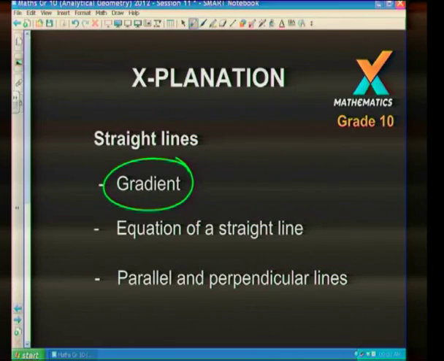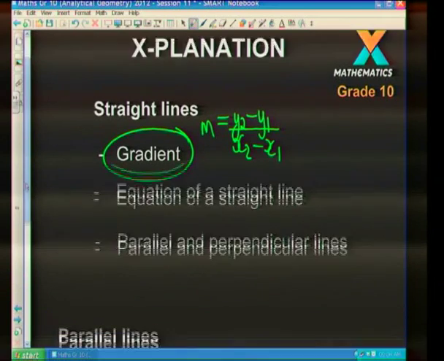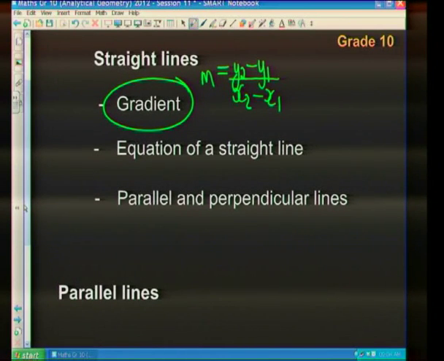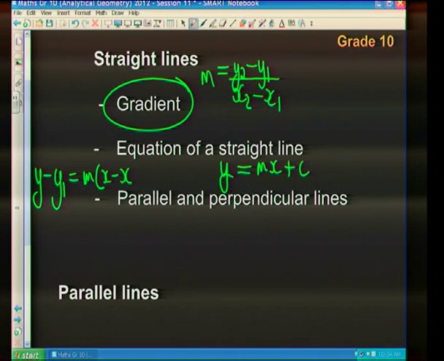Now, a couple of things that I now want to talk to you guys about. We've already spoken about gradient. We know that gradient is y2 minus y1 over x2 minus x1. So that we have done. We have spoken about the equation of a straight line. We have dealt with the standard form, which is y = mx + c, and also with this formula, y minus y1 equals m(x minus x1).